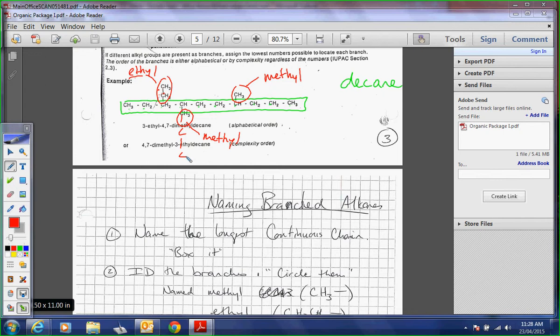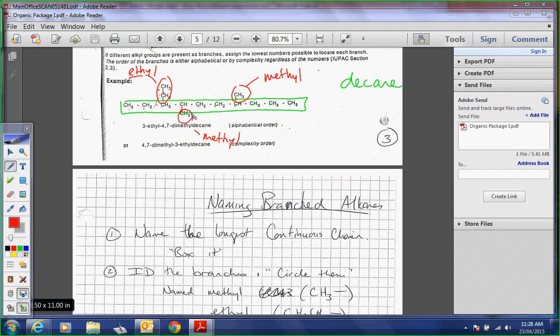Propyl. Prop. Because it's monkeys eat peanut butter. Meth, eth, prop, but. So therefore butyl for the branch with 4. But-yl. Okay? But of course it's not, it's methyl. That one.